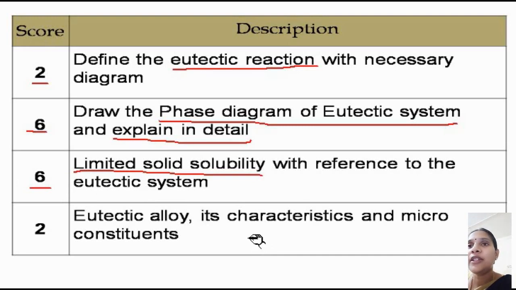And finally, what is a eutectic alloy? Because you are asked about the eutectic phase diagram in detail, you must explain what a eutectic alloy is and its characteristics. When I say its characteristics, it means the composition, the temperature, the eutectic reaction that occurs along the eutectic horizontal, and what will be the microconstituents at the end of the eutectic reaction. If you explain all these in detail with legible, clear, neat diagrams and explanations, you must be able to get the full 16 marks out of the allotted 16 marks.